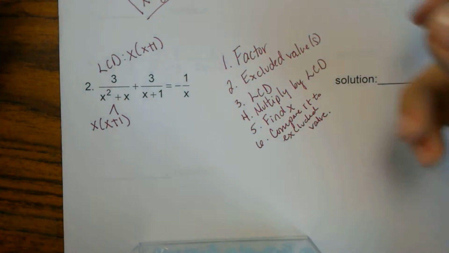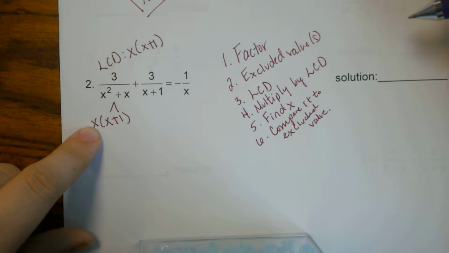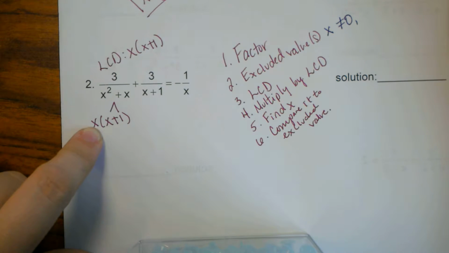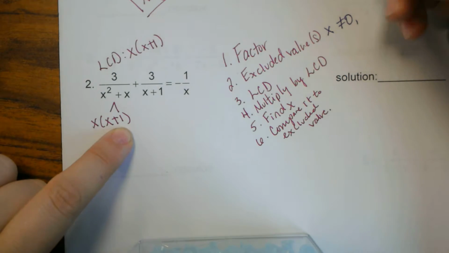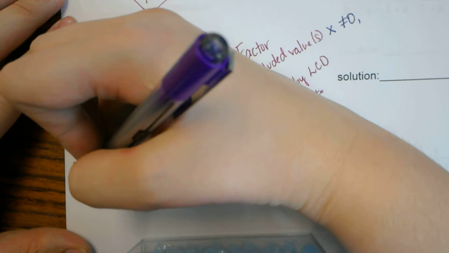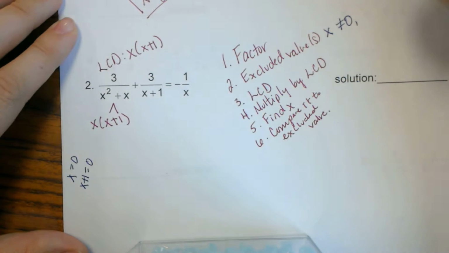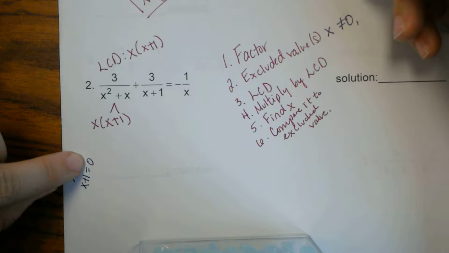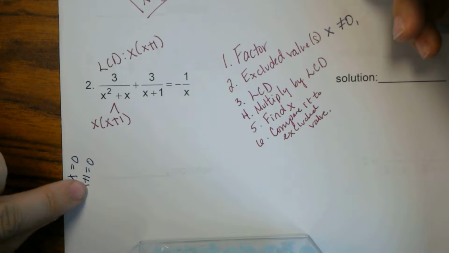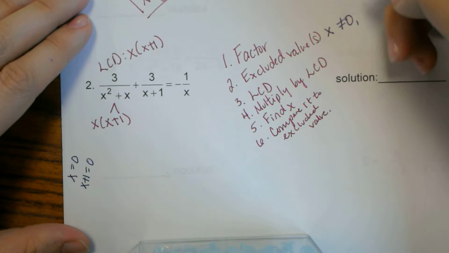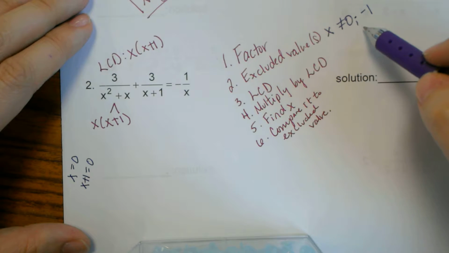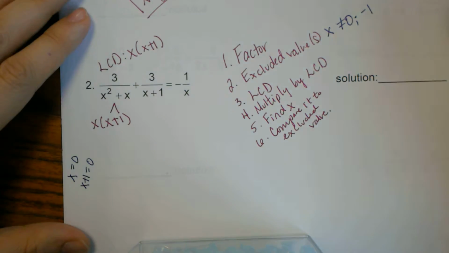And my excluded value, if I set x equal to 0, x cannot equal 0, and then x plus 1 equal to 0, x could not be negative 1, because x plus 1 would equal 0 when x is negative 1. Negative 1 plus 1 is 0. So x can't equal 0 and it can't equal negative 1.